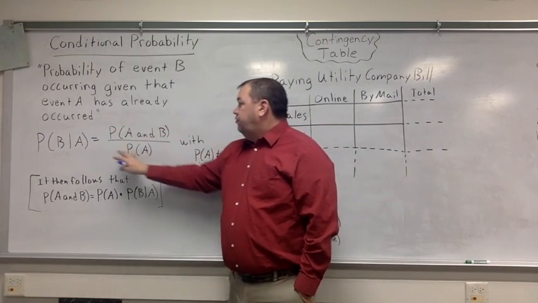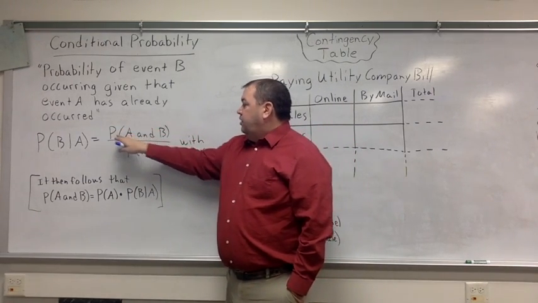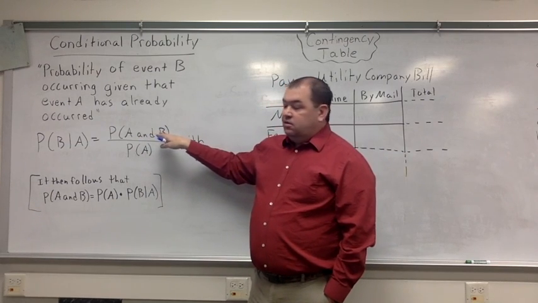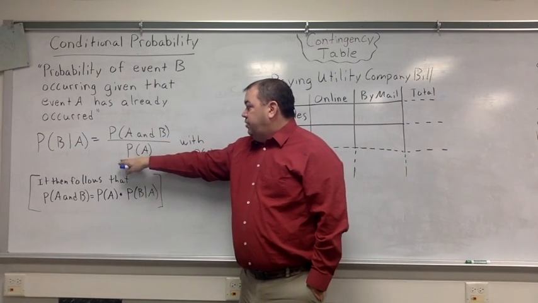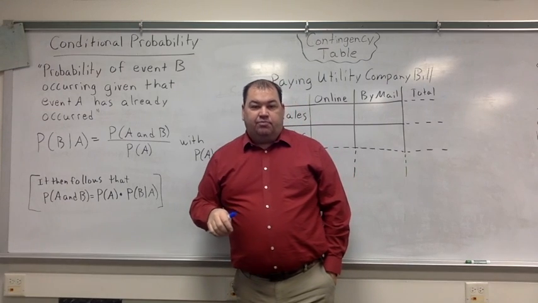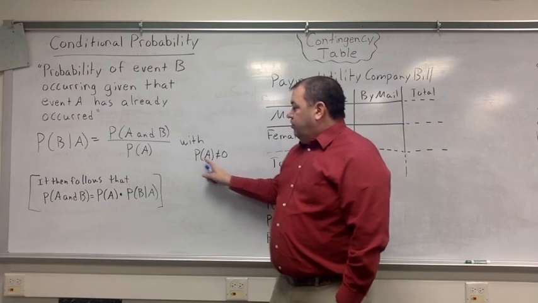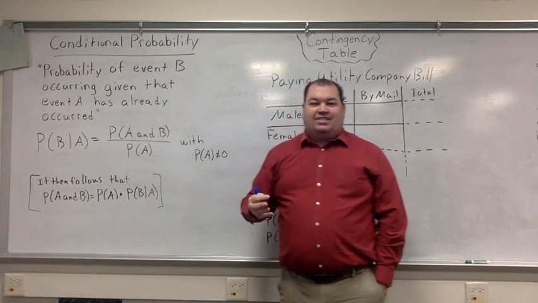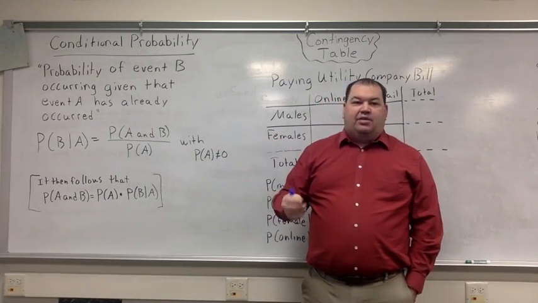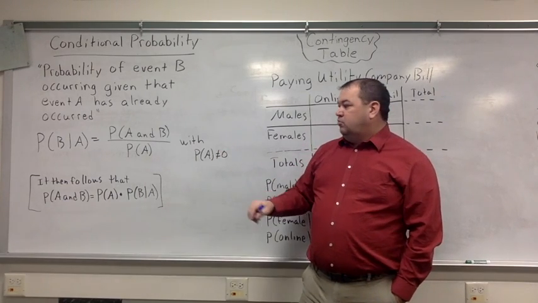Now here's how it's defined. We do the probability of getting A and B, and we divide by the probability of A happening. So we're going to use that calculation with our first example, and they did note here that the probability of A has to be something besides 0. It can't be an impossible event, otherwise this doesn't work.